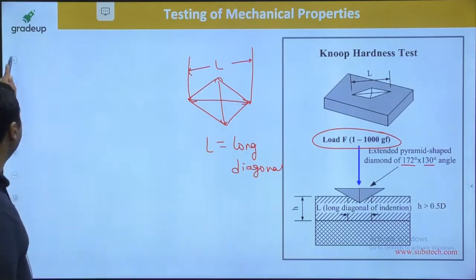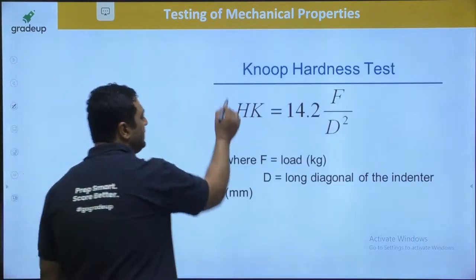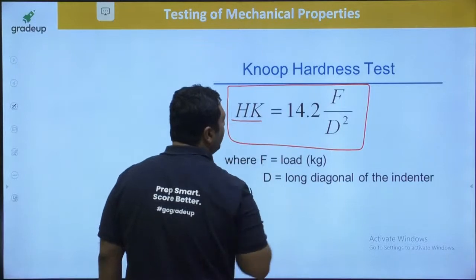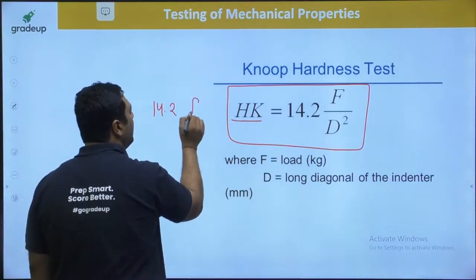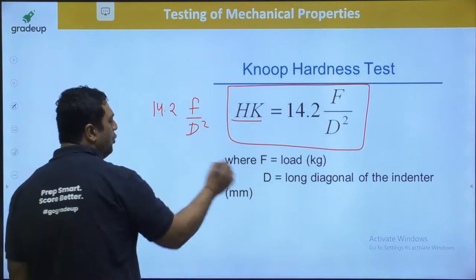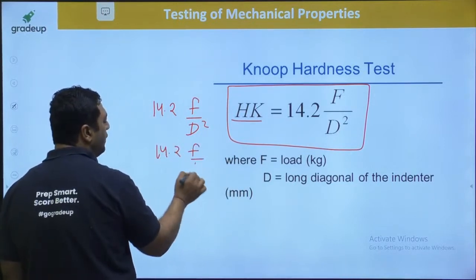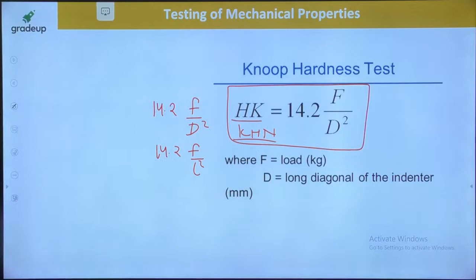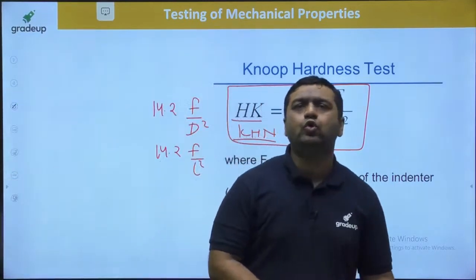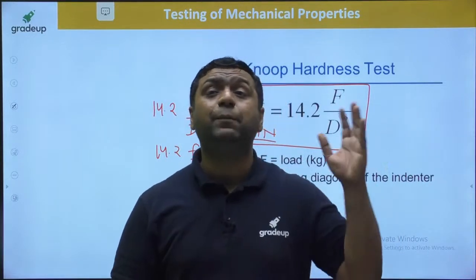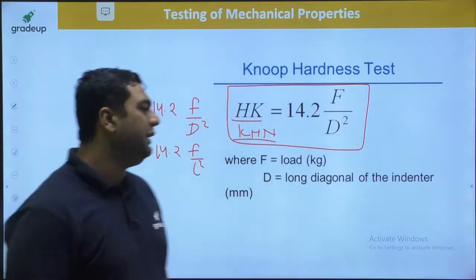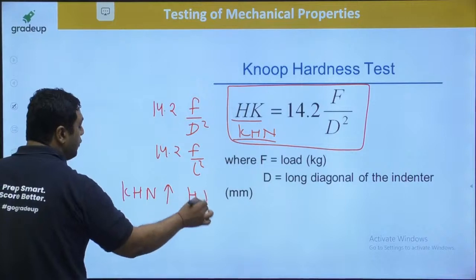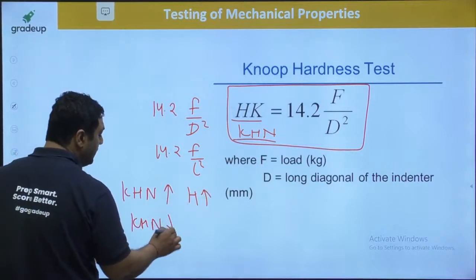Now I would like to show you the formula for Knoop hardness. The formula is 14.2 F by D square, where D is the long diagonal. You can also write 14.2 F by L square. So this is the Knoop hardness number. When the load is given in kgf, multiply it with 9.81. If the Knoop hardness number is more, hardness is more. If the Knoop hardness number is less, hardness is less.